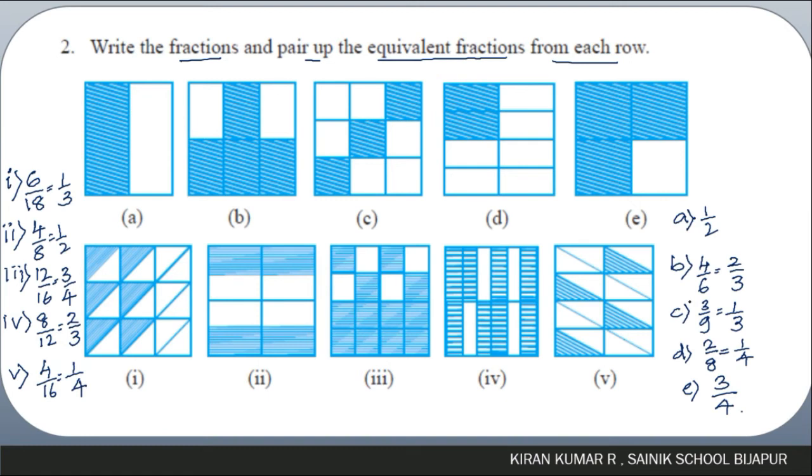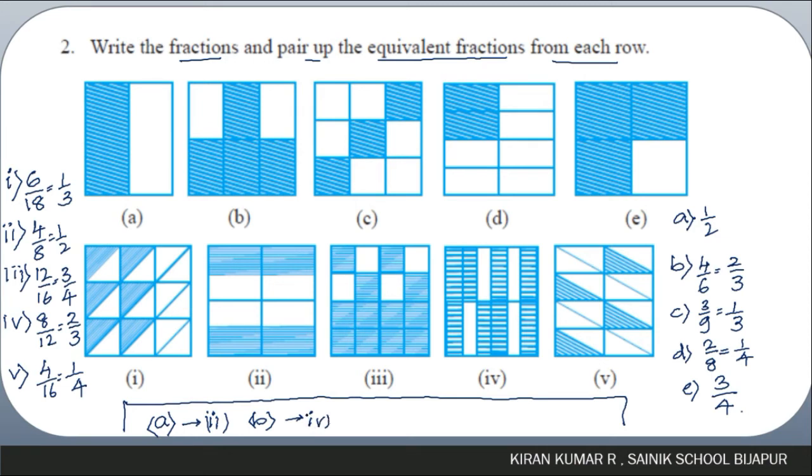Now you can match them. I'll write the matchings here. A and second one will match. B and fourth one will match. C and first one will match. D and fifth one will match. E and third one matches. Now these fractions are equivalent fractions. Alright.